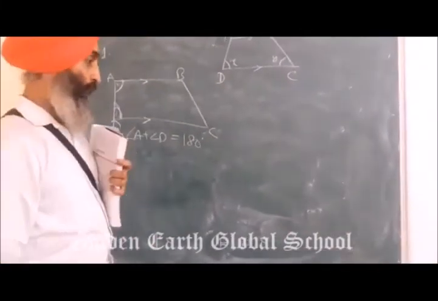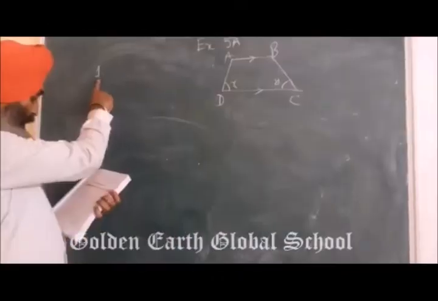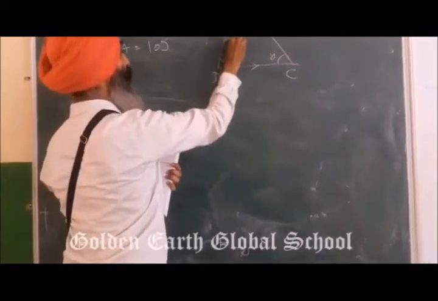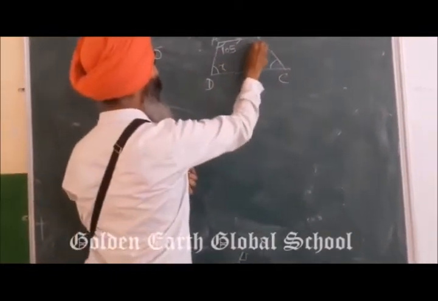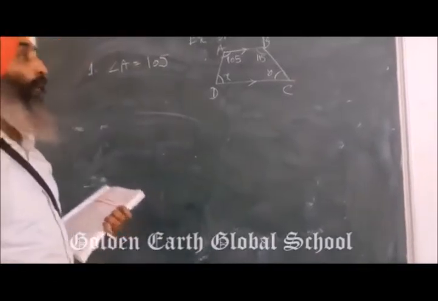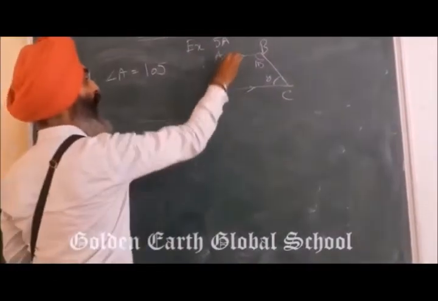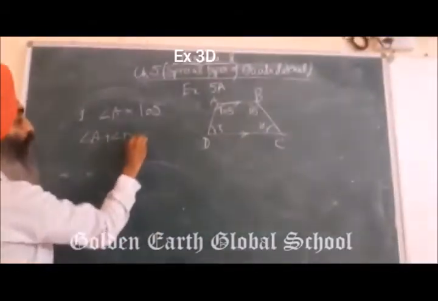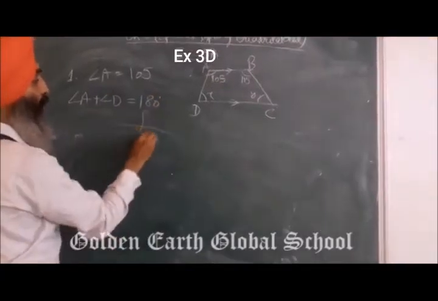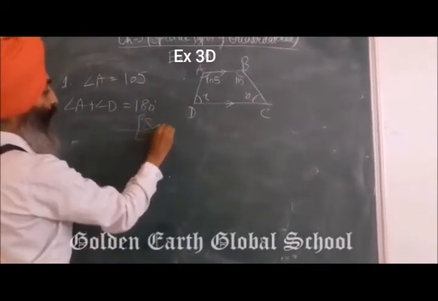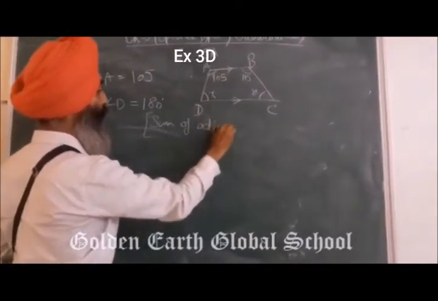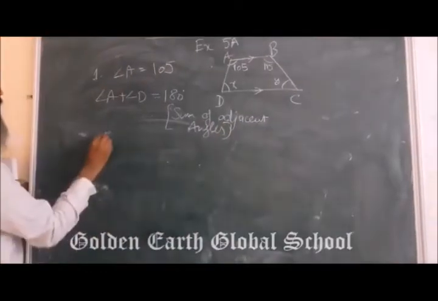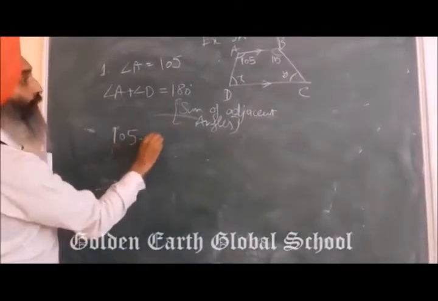Okay everyone, so pause. It is given angle A is equal to 105. Angle B is also given, 115. We have to find the value of x and y because this is parallel. AB is parallel to DC, so you can say that angle A plus angle D is equal to 180. Which property is this? Sum of adjacent angles. This is the property. So angle A is given 105, angle D is given x.